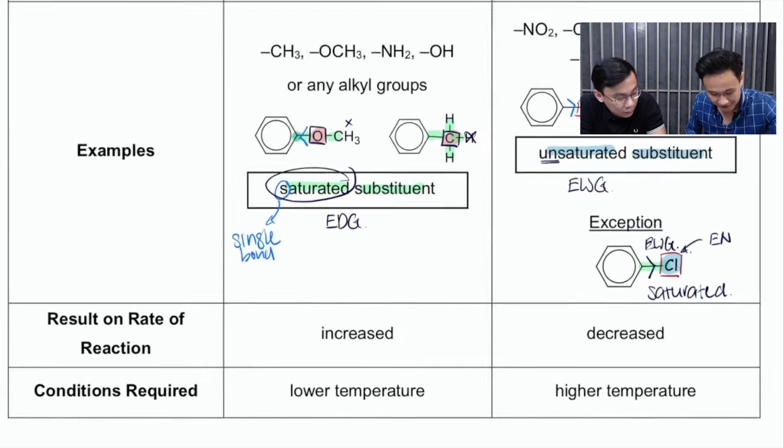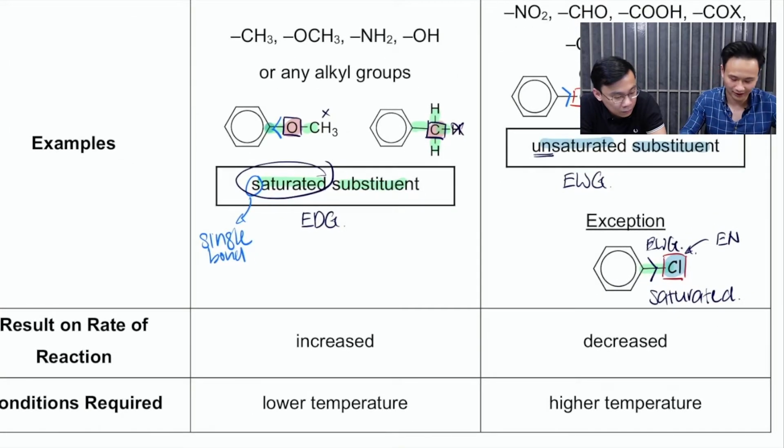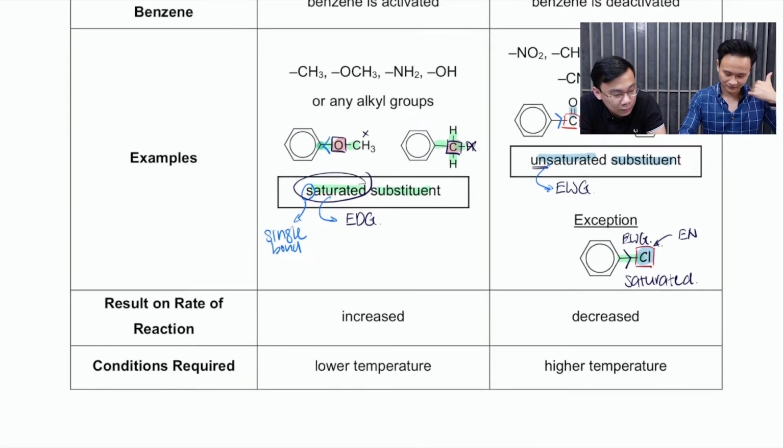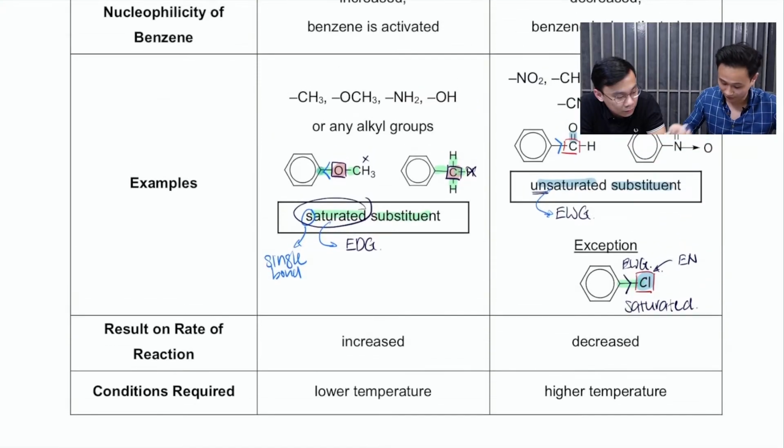Now, for my quicker students out there, and I know you know who you are, if you're wondering why it is that you're saturated, you're EDG, and you're unsaturated, you're EWG, ask your teachers after class. I won't explain it here because I think it will confuse the masses. Okay, moving on.